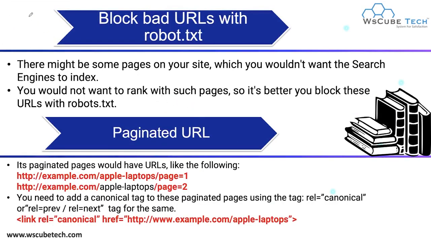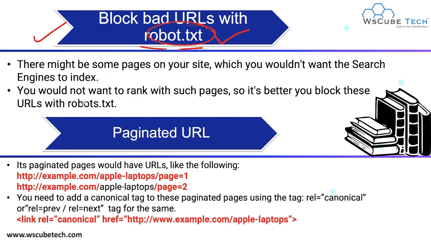Next we have blocking bad URLs with robots.txt. As we all know, robots.txt is a file with the help of which we can simply ban any particular URL so that the crawler does not read any information from this particular URL.